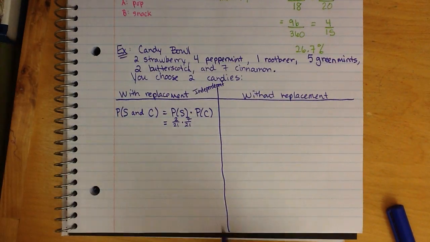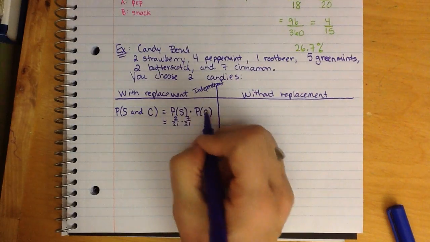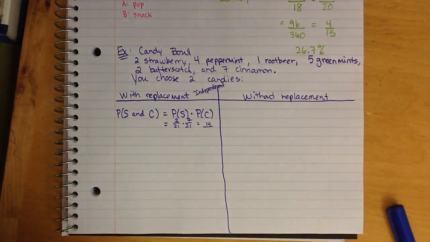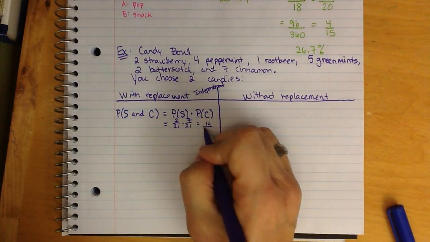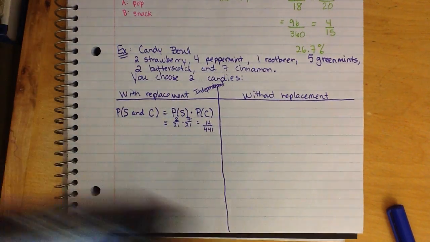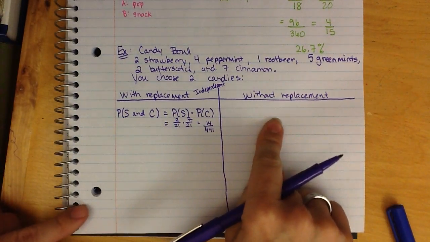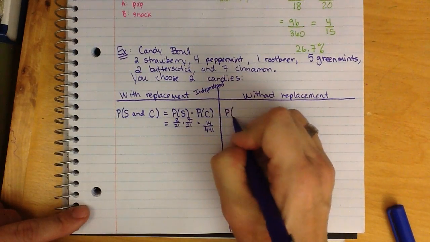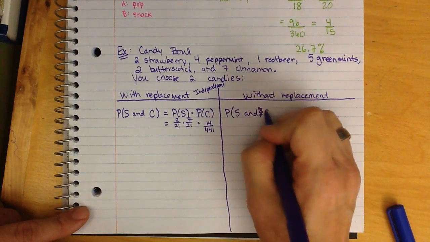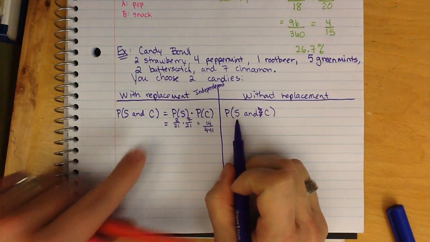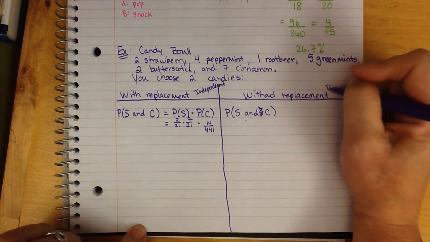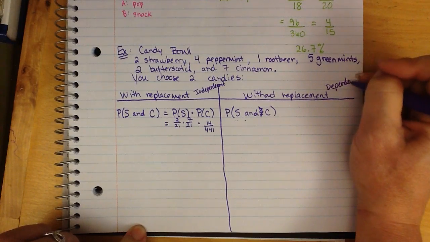So the probability that I would choose a strawberry and a cinnamon would be 14 out of 441. Now, I would normally simplify that fraction, but I'm just going to leave it for now because I want to move over to the without replacement so we can see if those answers are the same or different. So I'm going to do the same problem, the probability that I choose a strawberry and a cinnamon, but this time it's without replacement, so that means they are dependent events.